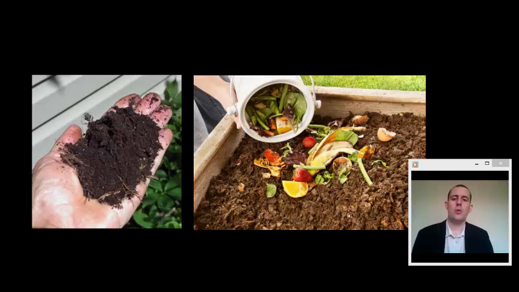We make our own in the compost heap, but nature also naturally breaks down matter. Things like earthworms and bacteria will break down the matter, and this will then become incorporated into the soil.